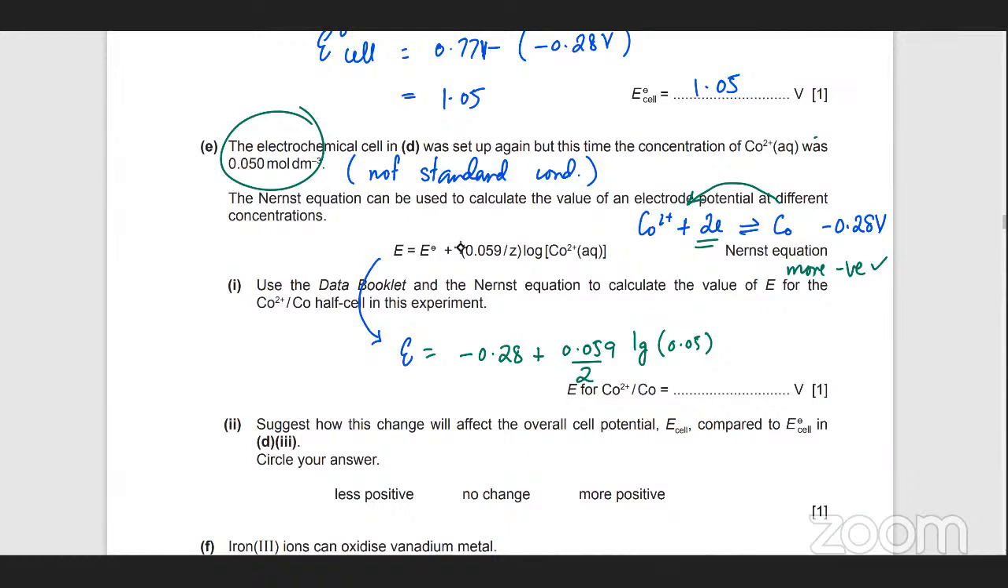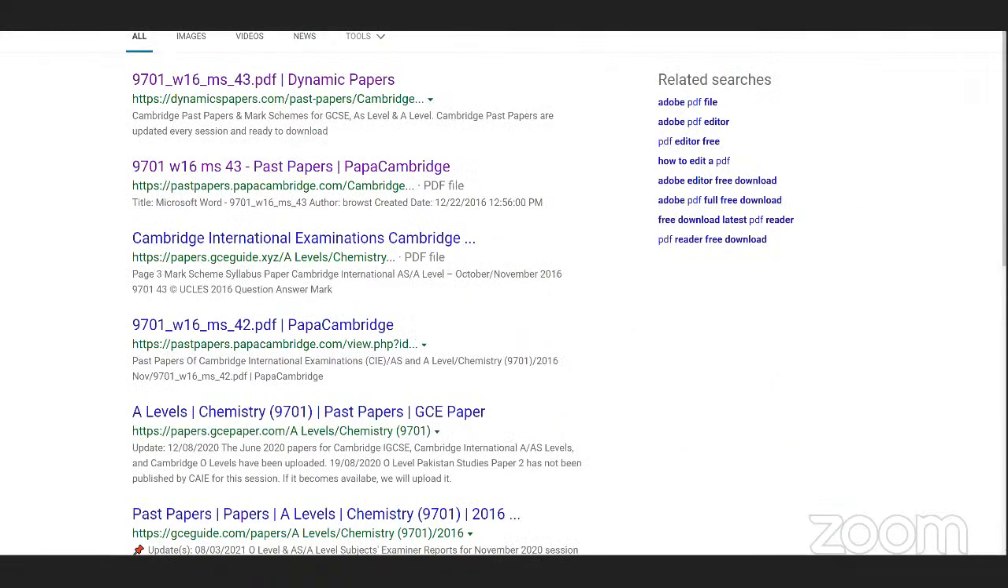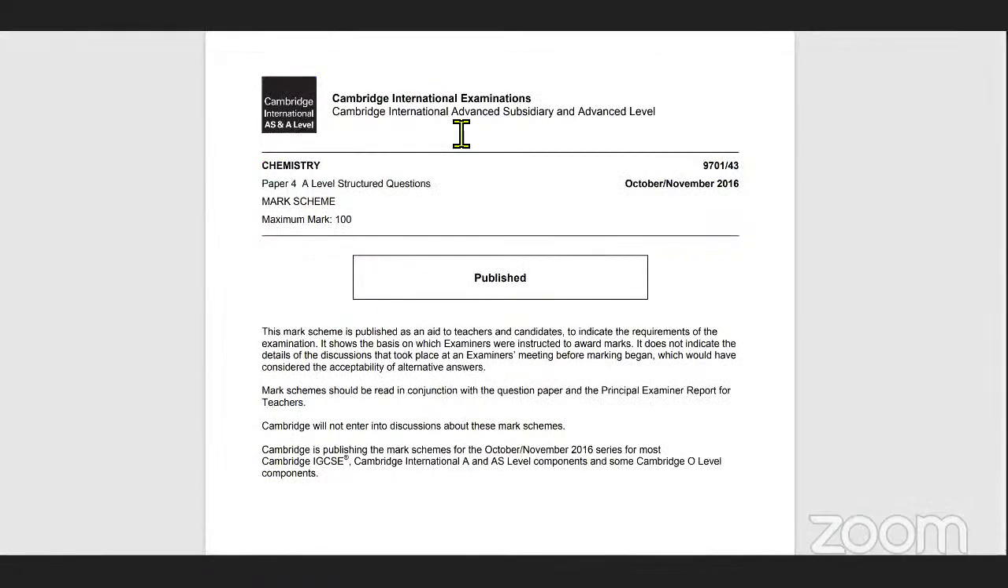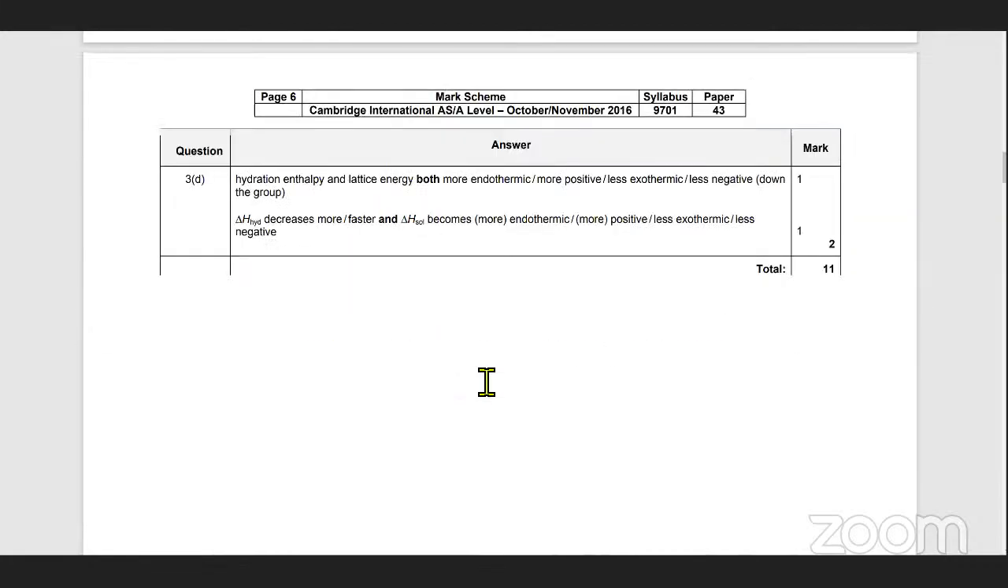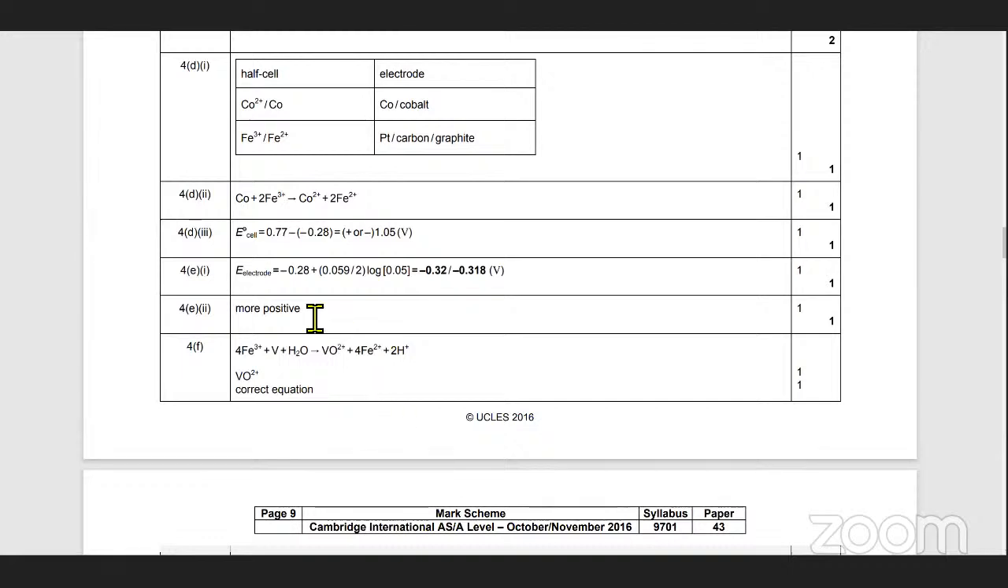Is it negative 0.32? Negative 0.318. Negative 0.318. Okay, let's have a look. I mean, that makes sense. It should be more negative. That makes sense, and we can have a look just to check. Probably this one. It's negative 0.318. Okay, that's fine.